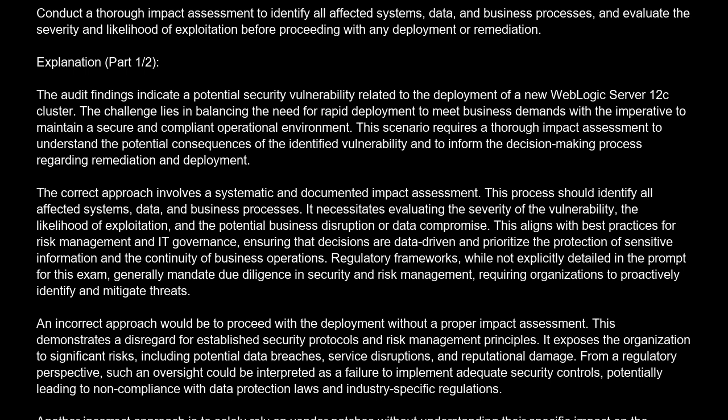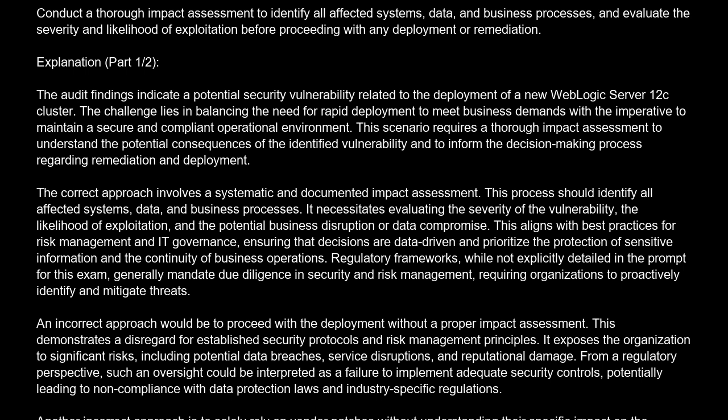This scenario requires a thorough impact assessment to understand the potential consequences of the identified vulnerability and to inform the decision-making process regarding remediation and deployment. The correct approach involves a systematic and documented impact assessment. This process should identify all affected systems, data, and business processes. It necessitates evaluating the severity of the vulnerability, the likelihood of exploitation, and the potential business disruption or data compromise. This aligns with best practices for risk management and IT governance, ensuring that decisions are data-driven and prioritize the protection of sensitive information and the continuity of business operations.